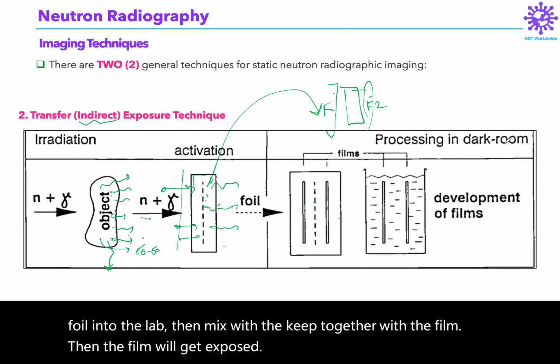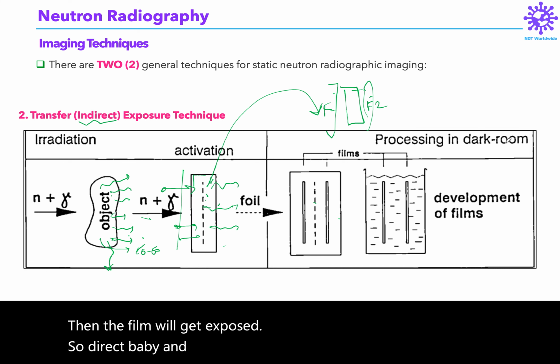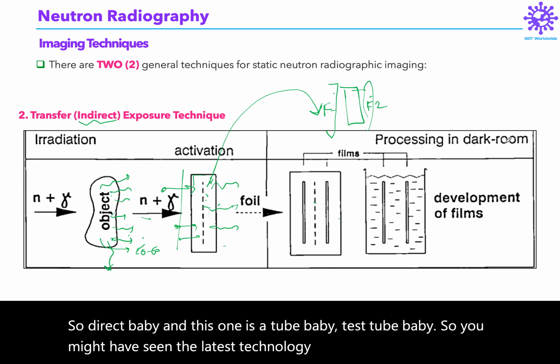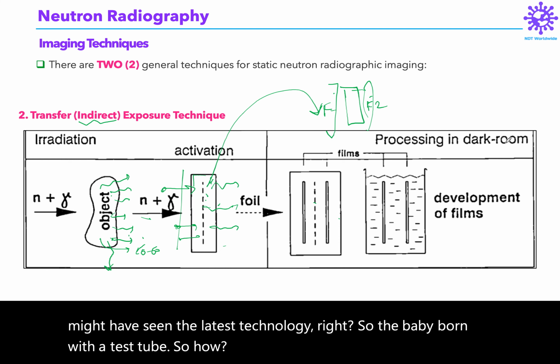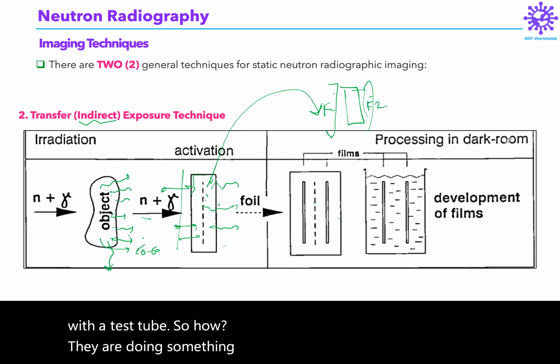Right? So direct is a normal baby, and this one is a test tube baby. You might have seen the latest technology, right? The baby born in a test tube. So how? They are doing something and making her pregnant, but that one is direct, so directly.